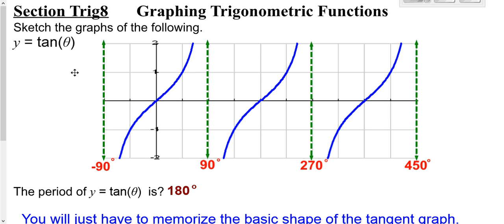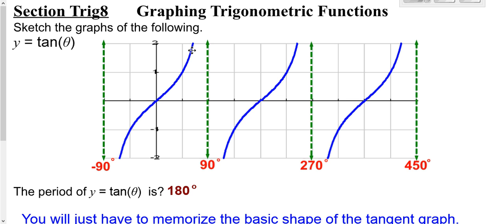Now, the tangent graph is given to you right here. It starts at the origin of 0, 0, because the tangent of 0 degrees is 0. Then the tangent of 30 degrees is root 3 over 3, and you do your approximation of that. Tangent of 45 is 1. Tangent of 60 degrees is root 3.